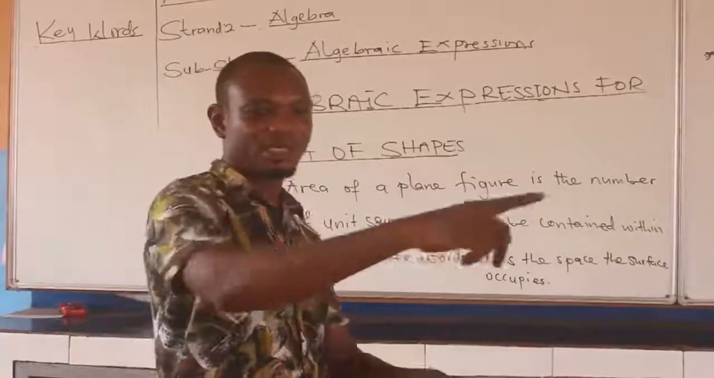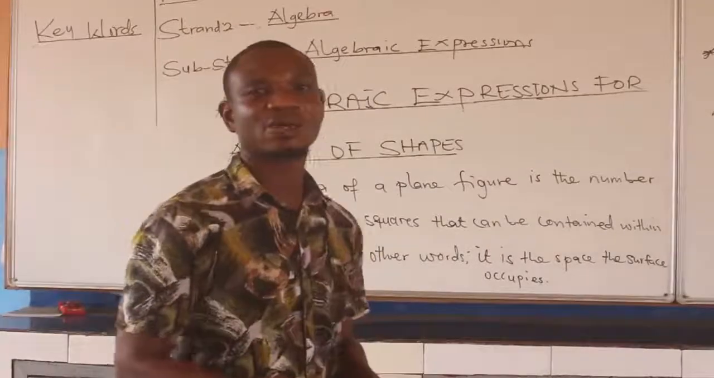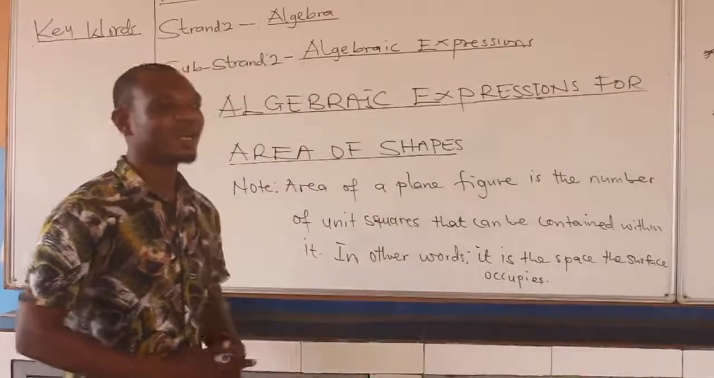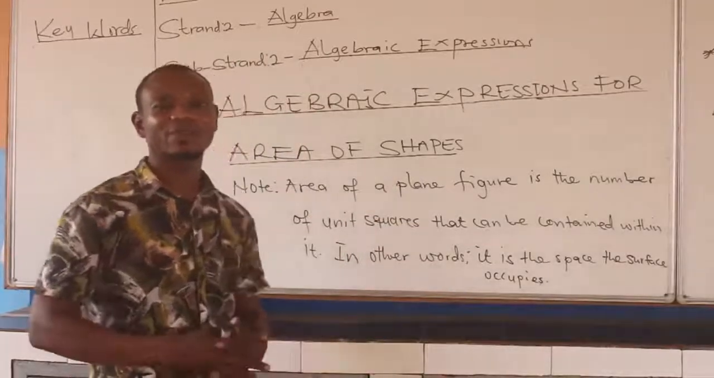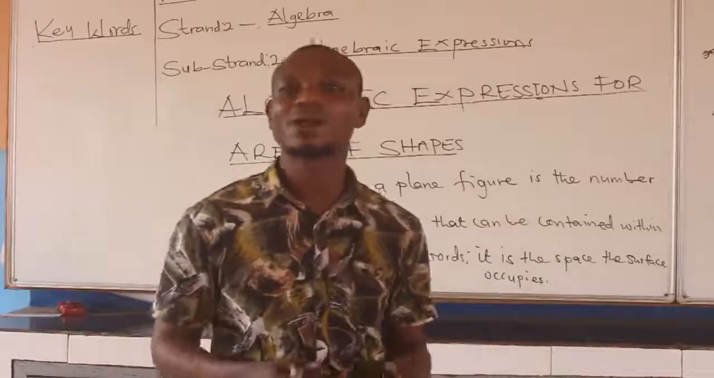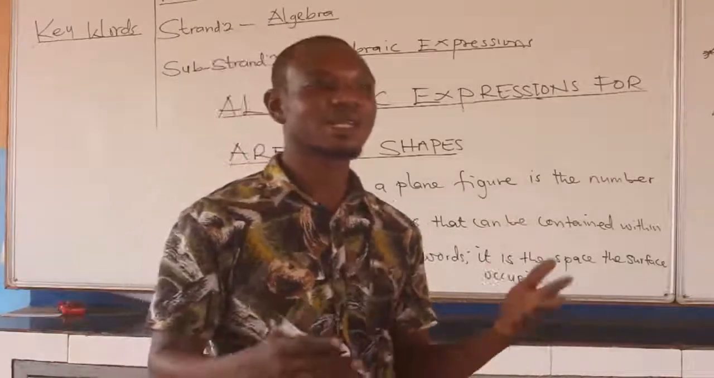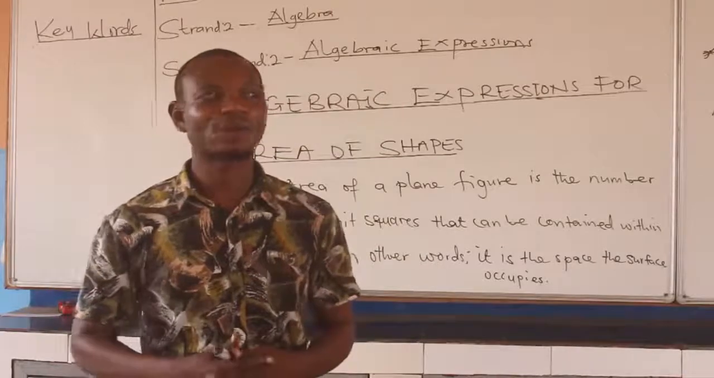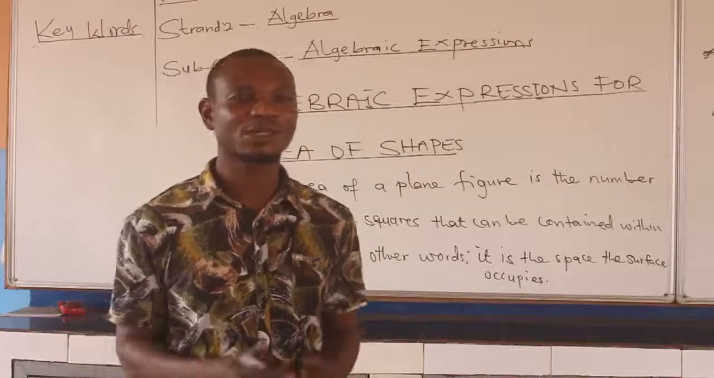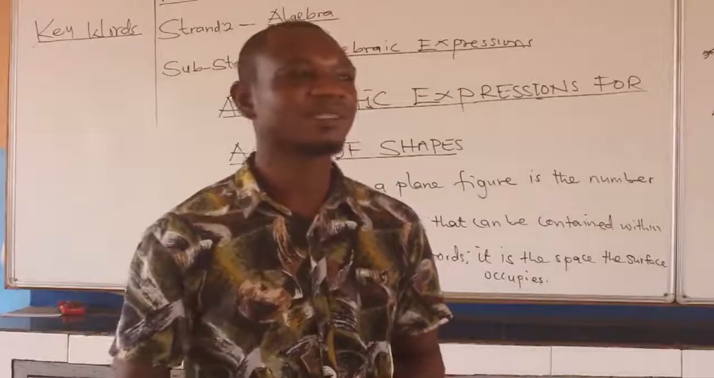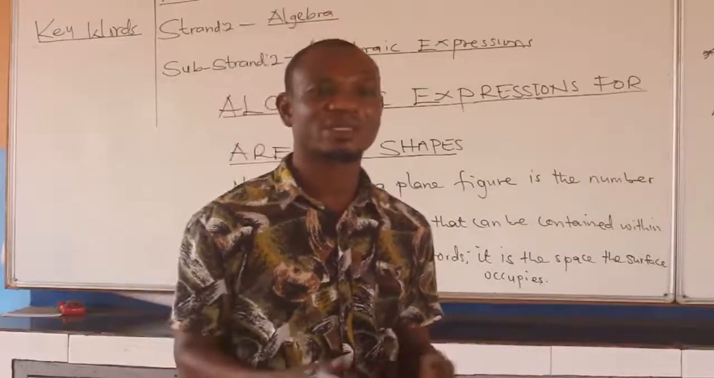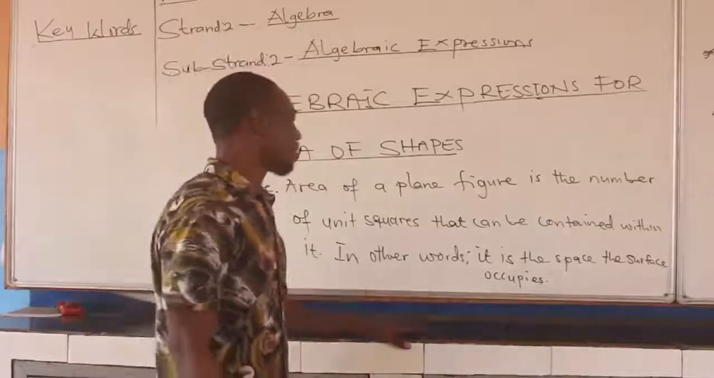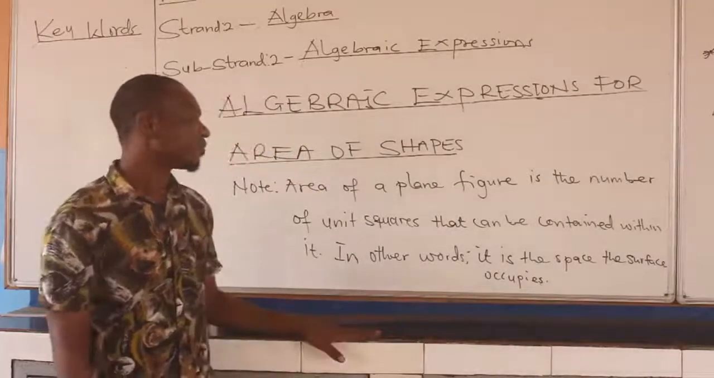We said perimeter is the sum of the distance around a plane figure or shape. Here we are looking at the area of a shape. We have done area in grade 5. Area of rectangles, length and breadth, area of triangle, half times base times height, and all those common shapes. Area of square is side times side. You see, we've done all these things before.